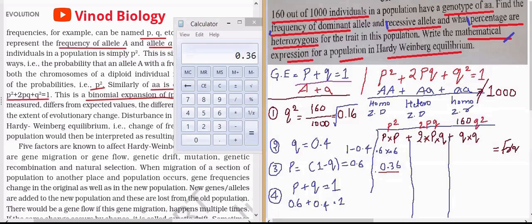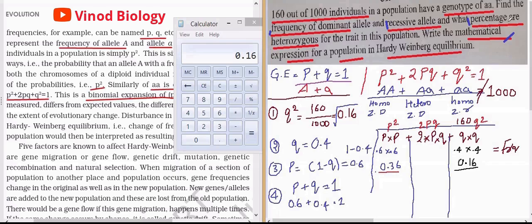In the same way, we already know it is 0.4, but still we write 0.4 into 0.4, which is 0.16. So you can write the answer. First, the frequency of the dominant allele, capital A, p square, is 0.36. That is the first answer. Second, the recessive allele frequency is 0.16.